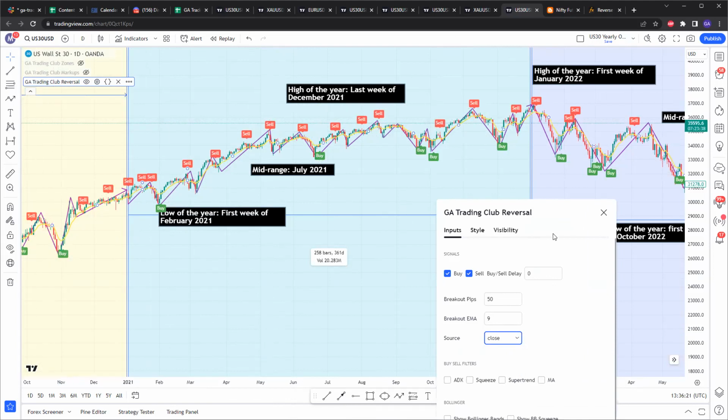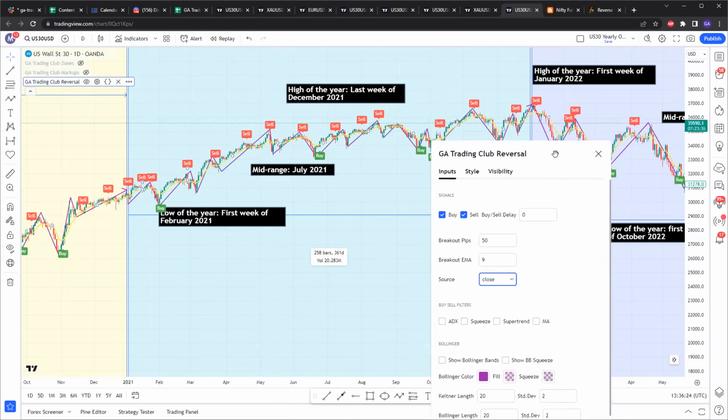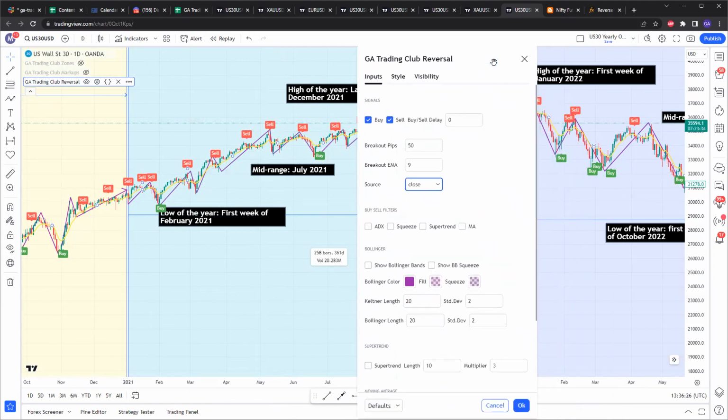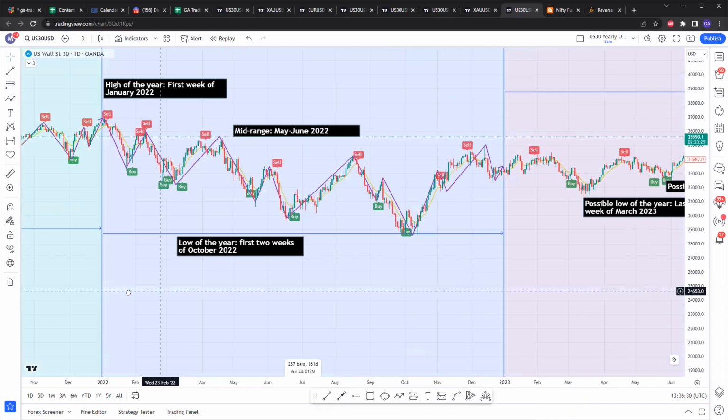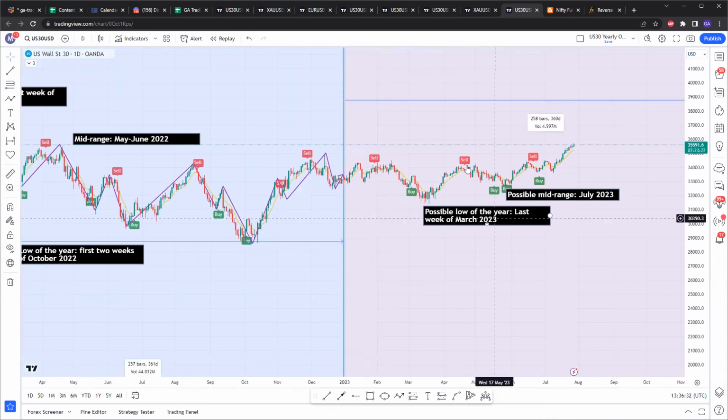But again, not to say that that's going to work for everything. So you just have to find that sweet spot and also align your strategy with other things. Looking at 2023, we have a possible low of the year, which was the last week of March, because currently the low of this period since January is March 15th, 2023. We haven't broken that low, so to me, I see this as the possible low of the year.